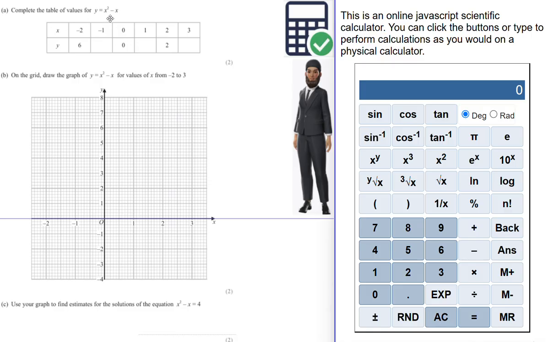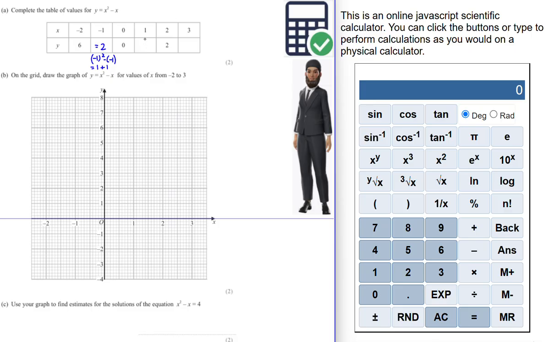It says complete the table of values for y equals x squared minus x. Now you have these values of x, which is minus 2, minus 1, 0, 1, 2 and 3. Let's see if we can substitute this value in, minus 1 in there. Minus 1 squared, let's write it down, minus 1 squared, and then take away minus 1. Well, we know minus 1 squared is 1, and minus and a minus is equal to a plus. So therefore you get 1 plus 1, so therefore you end up getting 2 over here.